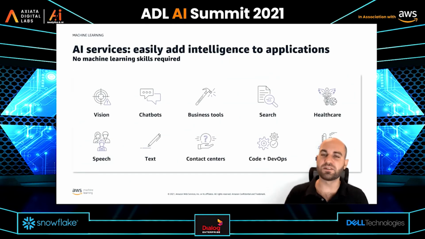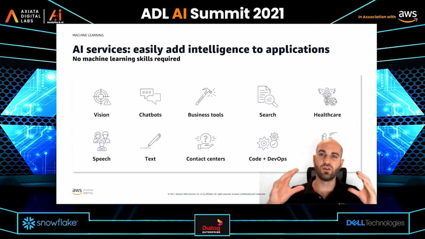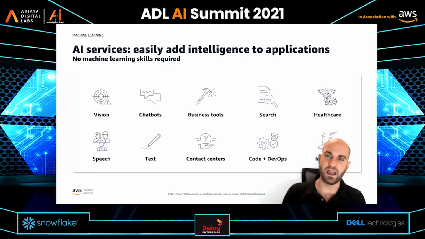But let's take, for example, just these AI services. That's a really easy way to add intelligence to your existing applications without the need to learn any machine learning skills. So that's around computer vision, chatbots, different business tools, speech, text, contact center capabilities, improving ways of how you run your DevOps metrics, healthcare, etc. I talked about this. So this is always the way to start. Look at, can these tools help me? These are just services that I can use. I can easily implement them into my application.